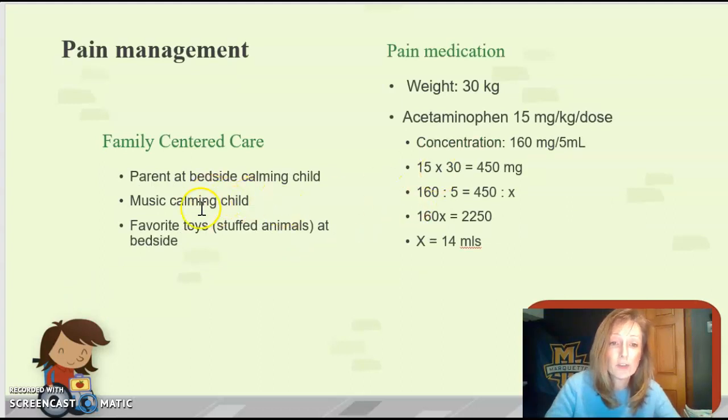So again, we know that the parents are at the bedside, calming the child, providing music. We give the child a stuffed toy. The pain medication: if you do the calculation, you might want to stop this video and try to do the calculation by yourself and see if you get the same answer. So what did you get? 14 milliliters is what you will be giving.